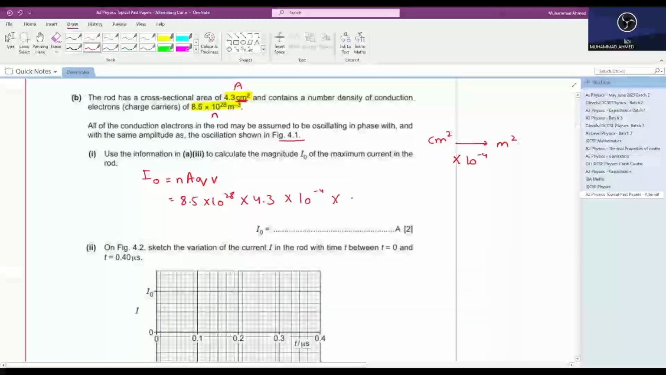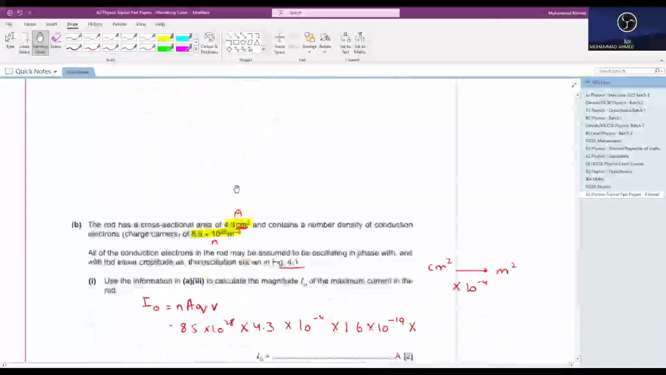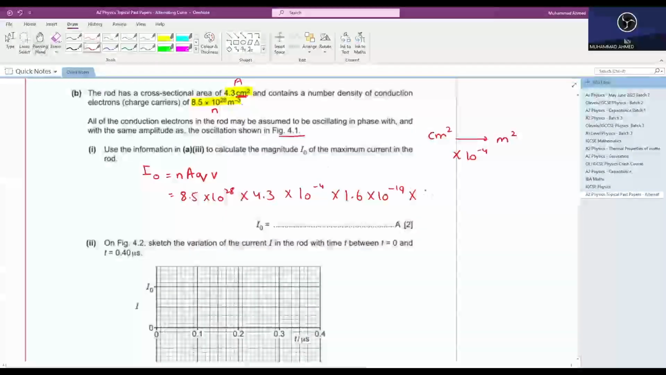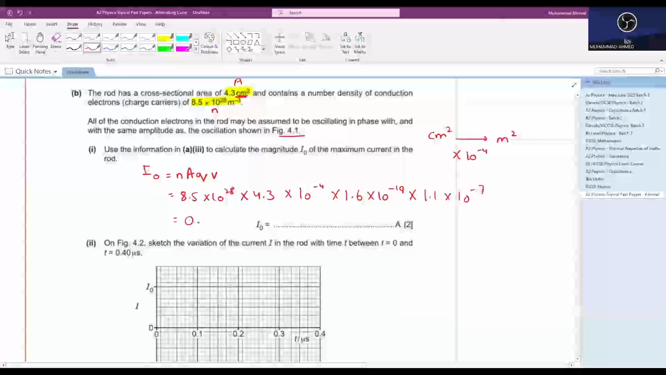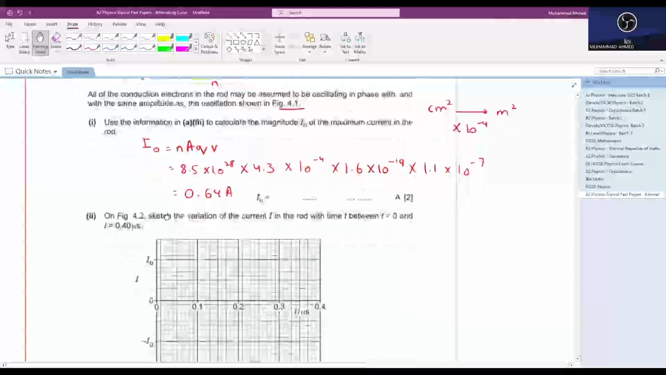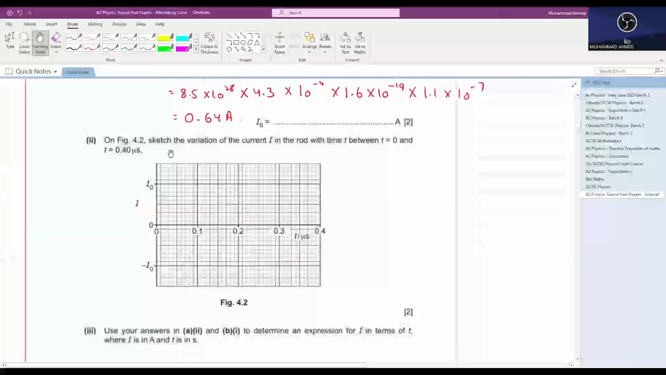What is q? The charge of electron. 1.6 into 10 raised to the power of minus 19. What was the velocity of electron? As far as I remember, 1.1 into 10 raised to the power of minus 7. Yes. You can put this in the calculator and you will get an overall answer for current as 0.64 ampere. Simple as that. Let's move on to part I2.